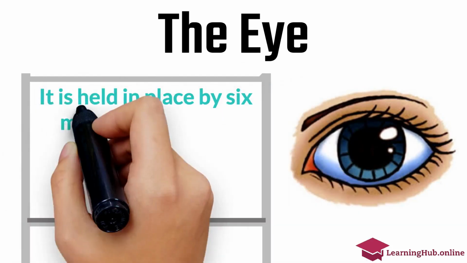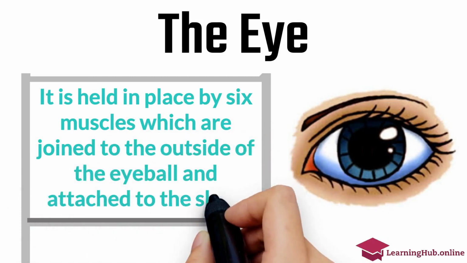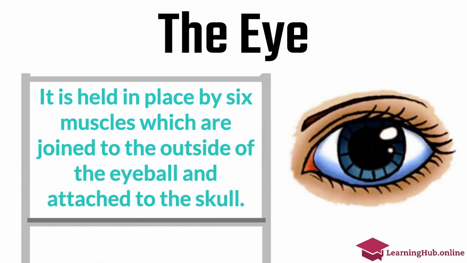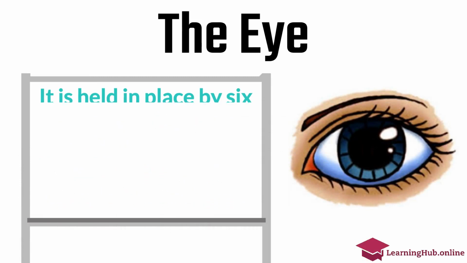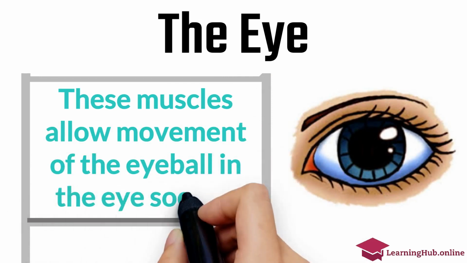It is held in place by 6 muscles which are joined to the outside of the eyeball and attached to the skull. These muscles allow movement of the eyeball in the eye socket.